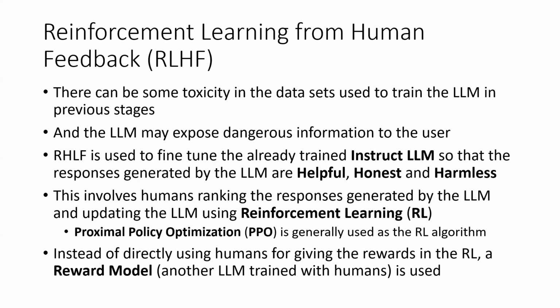So in this case, what we are doing is you take the instruct LLM, which is the fine-tuned LLM, and it is trained with reinforcement learning for helpful, honest, and harmless responses. So this can be represented by this 3H, where helpful, honest, and harmless responses are generated from the LLM model.